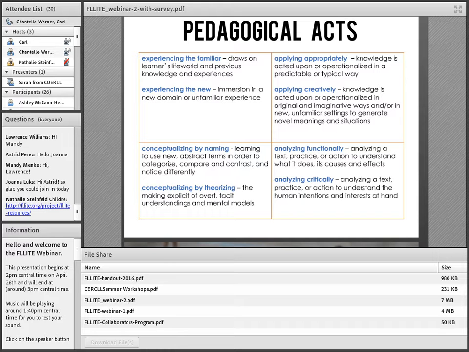And then finally, moving up into the corner at the top on the right, at various moments, we want learners, of course, to apply the insights that they've gained. And sometimes we most importantly want them to apply this knowledge appropriately in predictable and typical ways. But it's also important to have moments where they apply this knowledge creatively, generating new meanings and negotiating the situations in unexpected ways. And this is something that we work with a lot in the literary and the everyday.